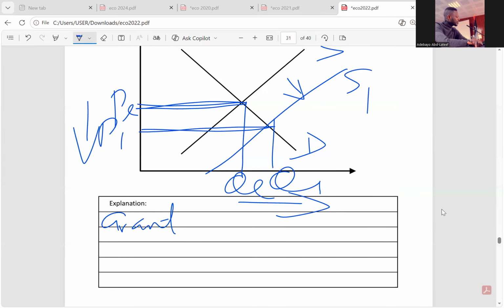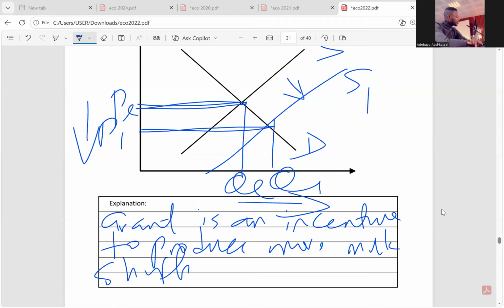A grant is an incentive to produce more milk, shifting the supply curve rightward at the lower equilibrium price. So that ends the 2022 past paper.